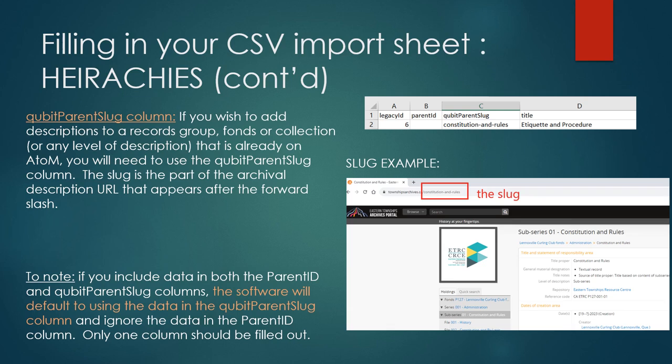collection description. Just one thing to note, if you happen to put parent data in both the parent ID and the qubit parent slug columns, the software would default to using the data in the qubit parent slug column, and it's going to ignore the parent ID column. So really only one column should be filled out. You're either pointing to a parent that's in your spreadsheet, and so then you would use your parent ID column, or you're going to point it to a description that's already in your database, and so then you would need the slug.